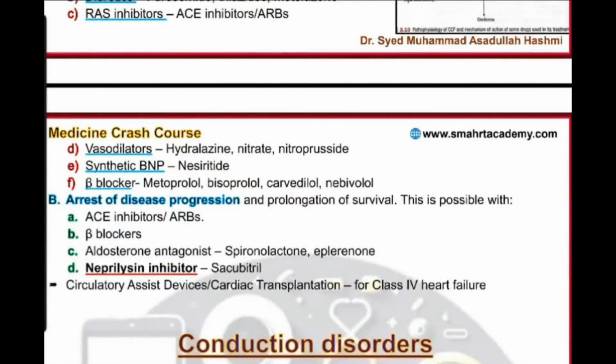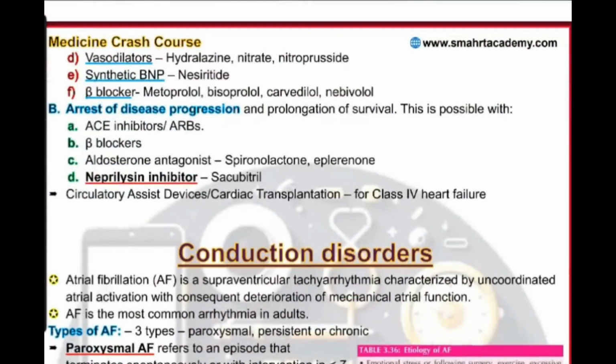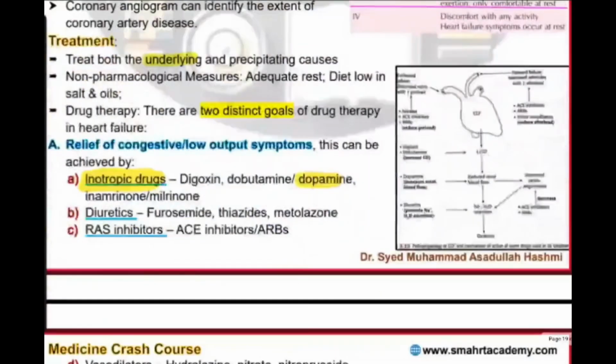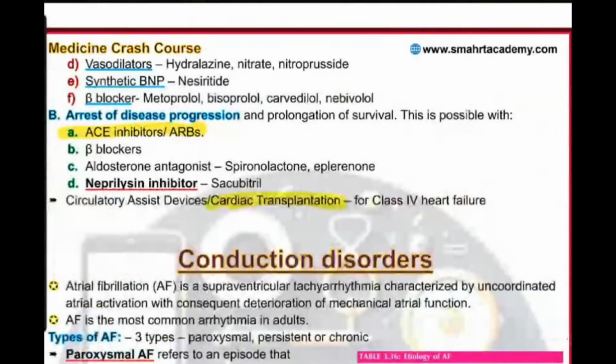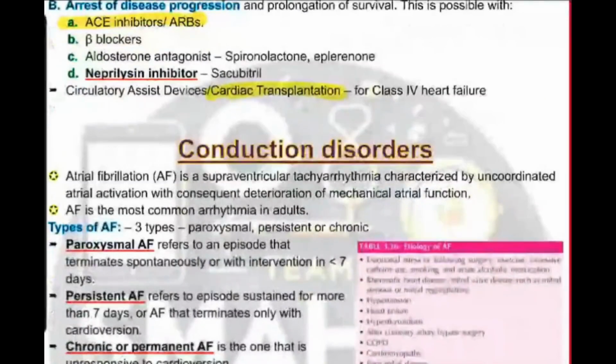Vasodilators, yes, vasodilators, and to arrest the progression of disease, ACE inhibitors. Already told, it will remodel. Okay, remodel. Then last, cardiac transplantation for very severe cases. If the heart has a very low ejection fraction, less than 20%, go for cardiac transplantation.